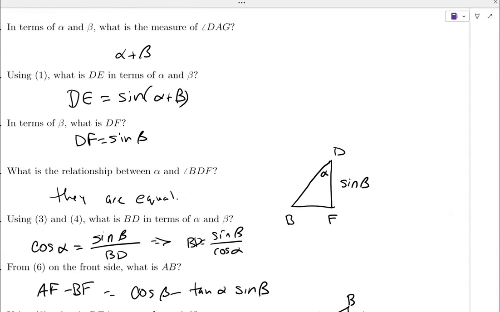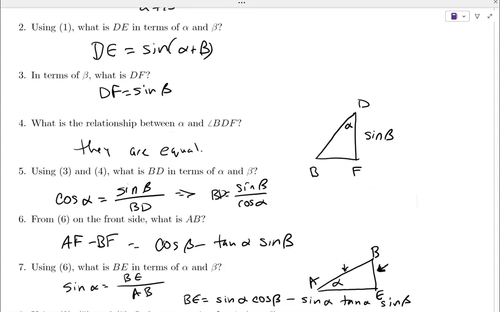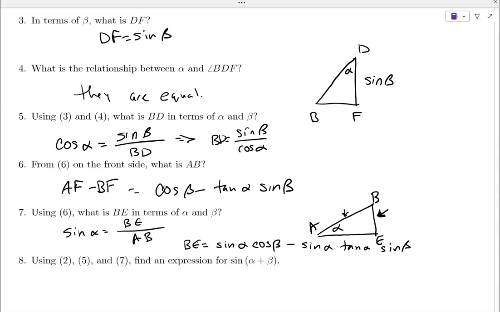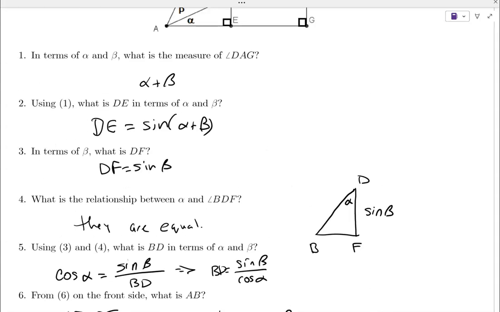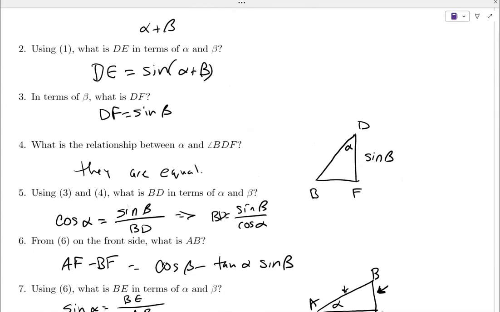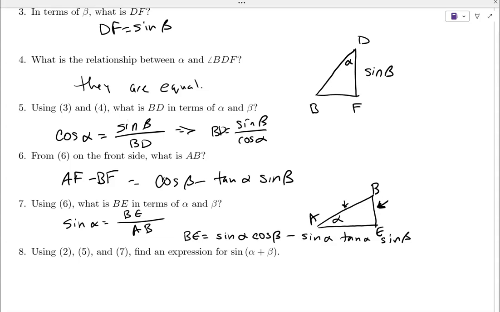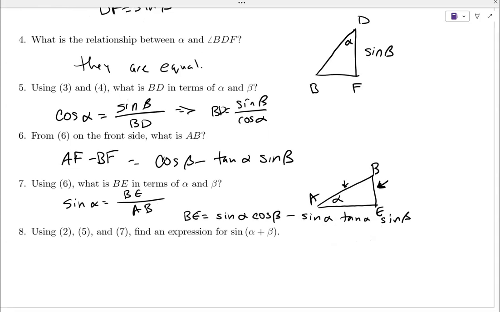All right. So, what do we have? 2 tells us something about DE, which is the whole length of the thing. And we just figured out what? BE? Right? We figured out DE, and we just figured out BE. Is that right? Okay. 5 told us something about BD. BD is sine beta over cosine alpha. Okay. So let's see if we can put all this stuff together. All right. Such a mess, isn't it?